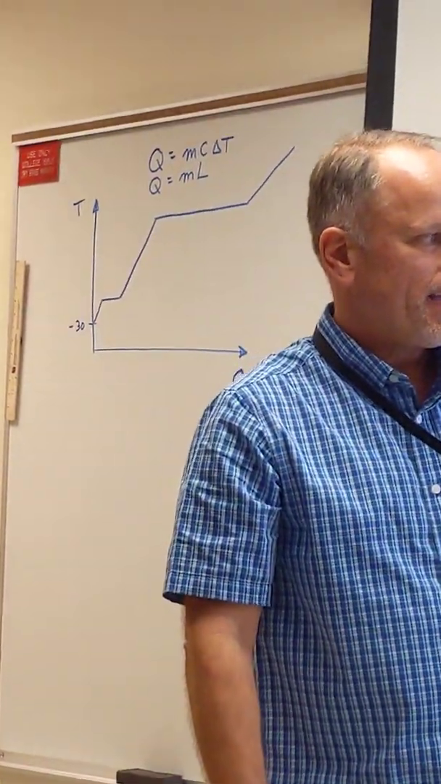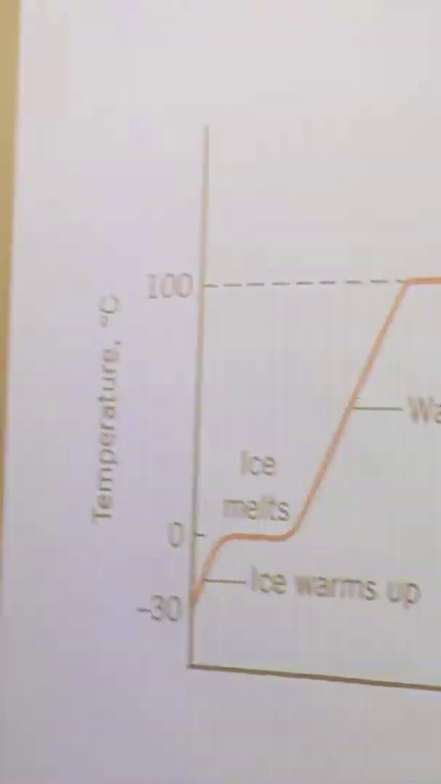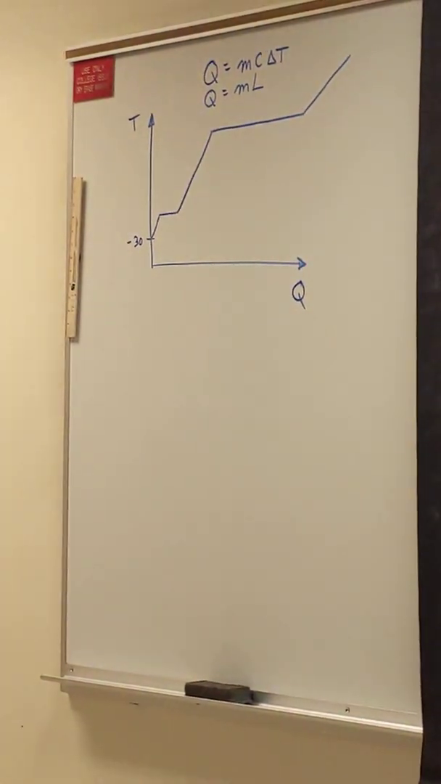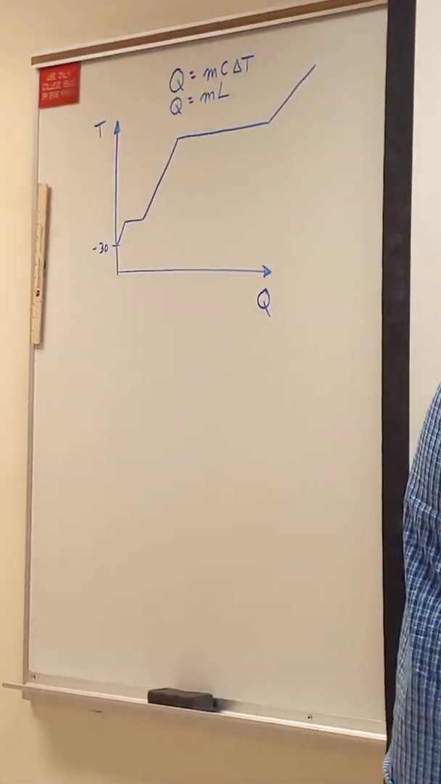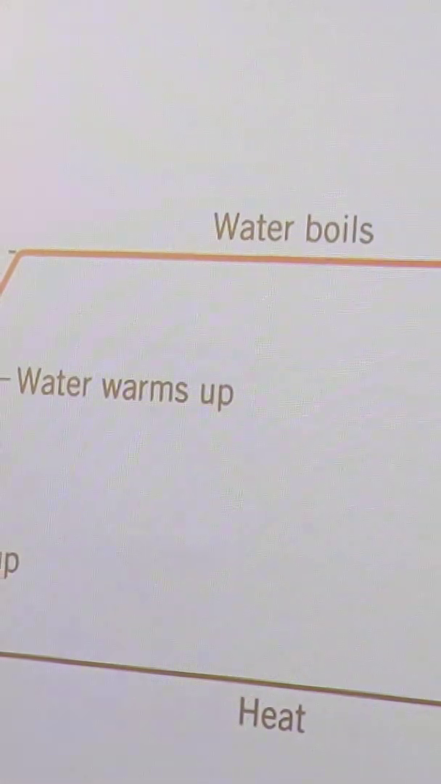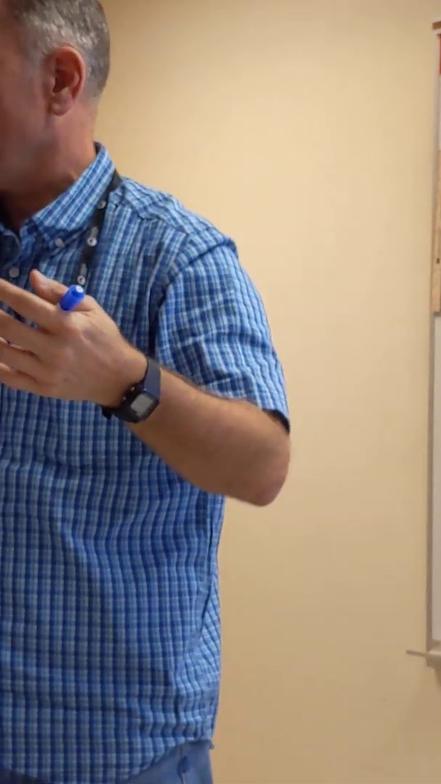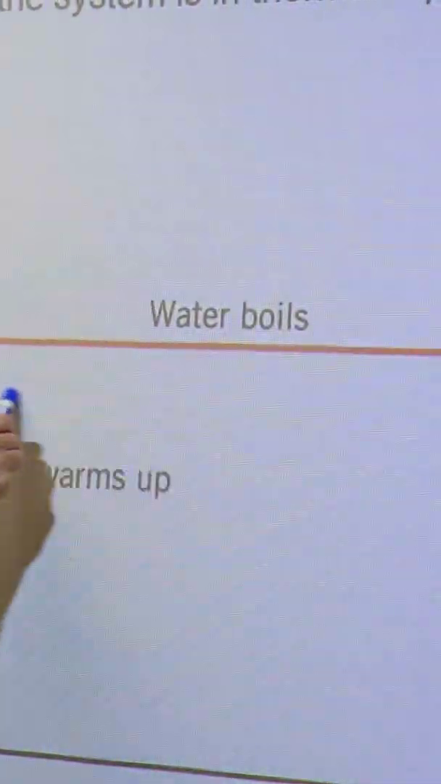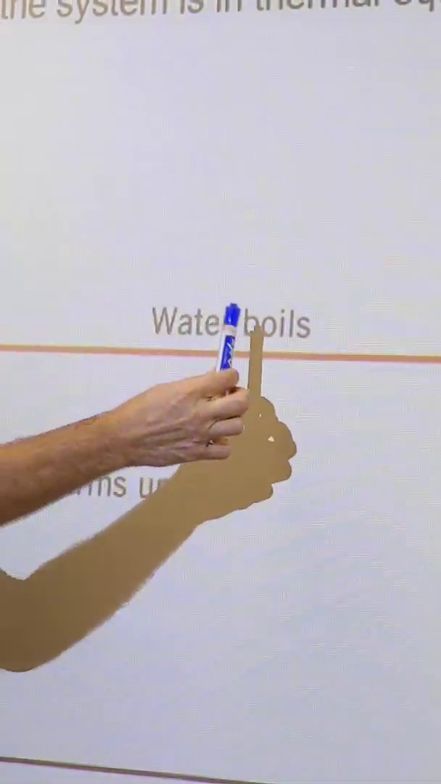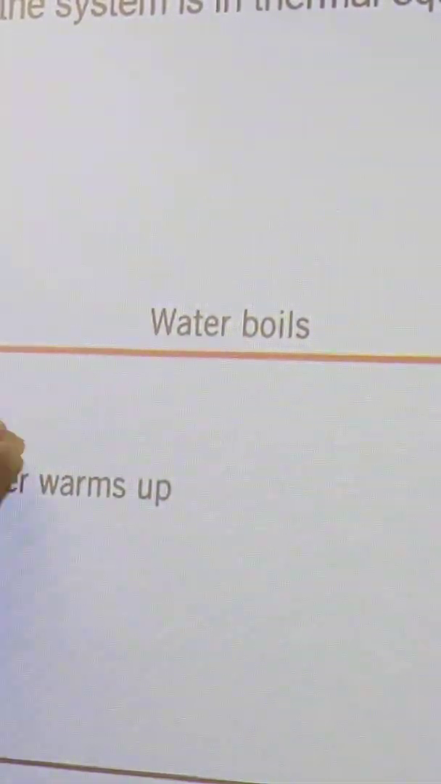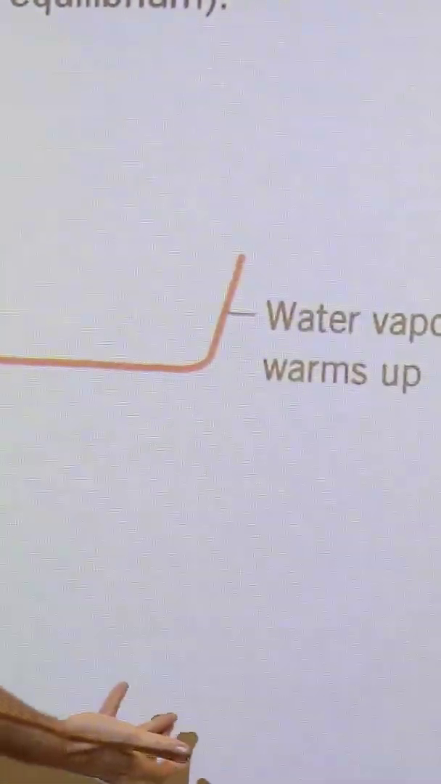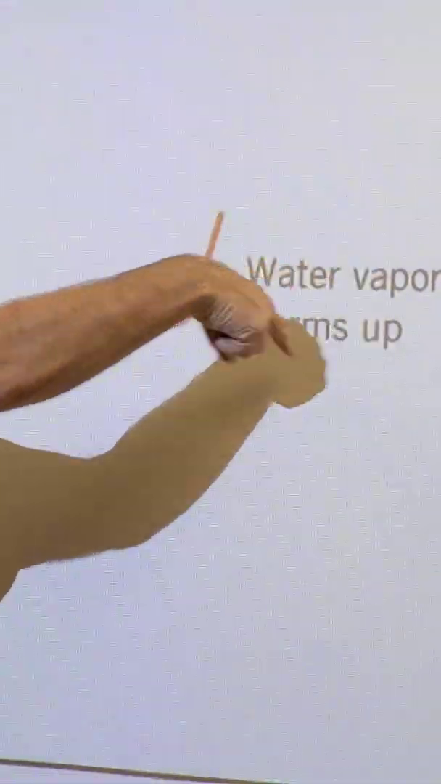Then what happens? Water's heating up, heating up, heating up, and I have this huge flat spot. What's going on? All the energy that I pump in from here all the way to here is doing what? It's tearing apart the liquid, creating a vapor or a gas. Okay? And in this state, I have a combination of liquid and gas.